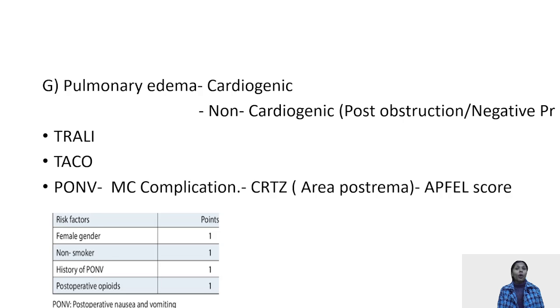Then the most common complication post-operatively that I already told you about is the post-operative nausea, vomiting. See, PONV, what is majorly asked is what is the scoring system which is used in PONV, and that is your Apfel score. The scoring system is nothing but the Apfel score. Why does PONV occur? The post-operative nausea vomiting is because of the trigger of the chemoreceptor trigger zone or the area postrema.